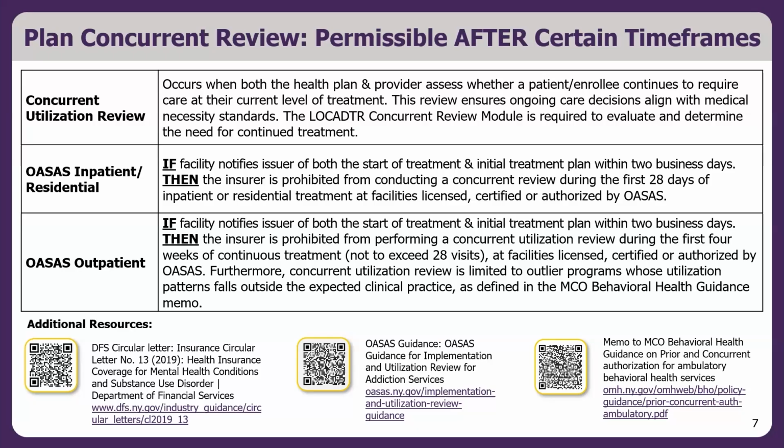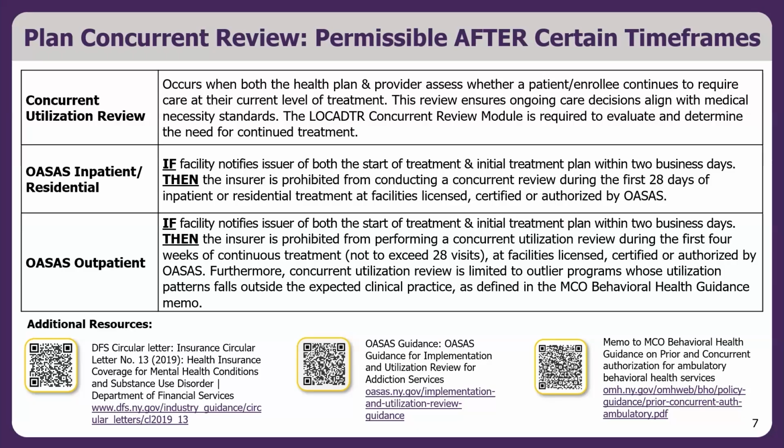And to add an important clarification, after that initial 4-week or 28 visit period, concurrent review is only permitted for outlier programs. These are programs whose service utilization patterns fall outside the expected clinical practice. They're listed in joint guidance from OMH and OASAS, which is linked on your screen. OASAS encourages plans to focus on unusual or outlier cases and does not permit routine requests for treatment plan updates in otherwise typical outpatient or opiate treatment utilization.